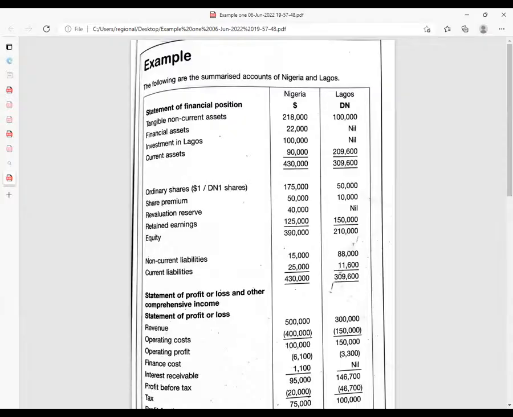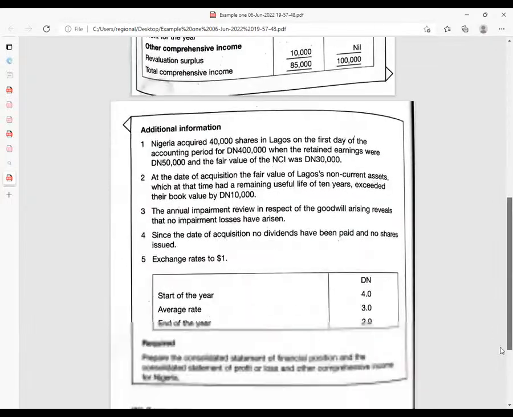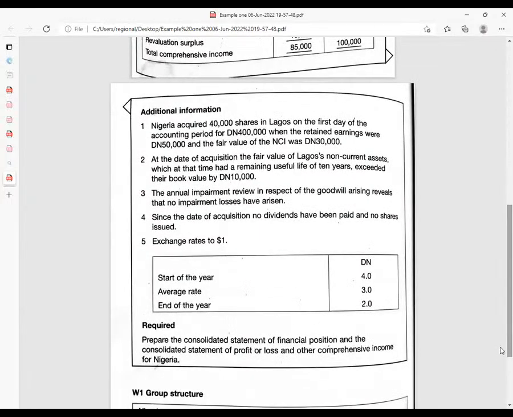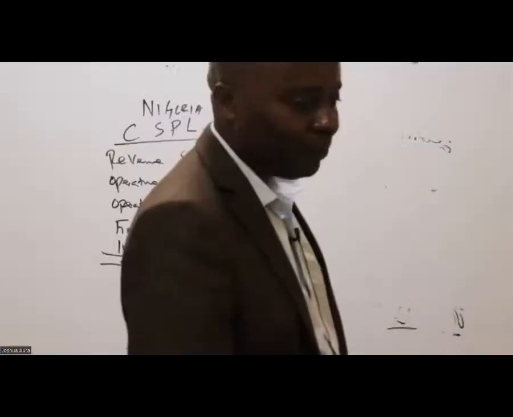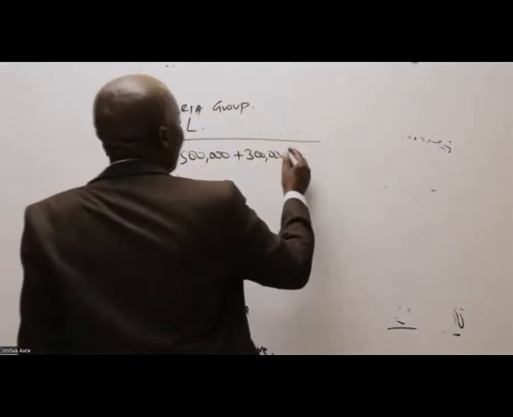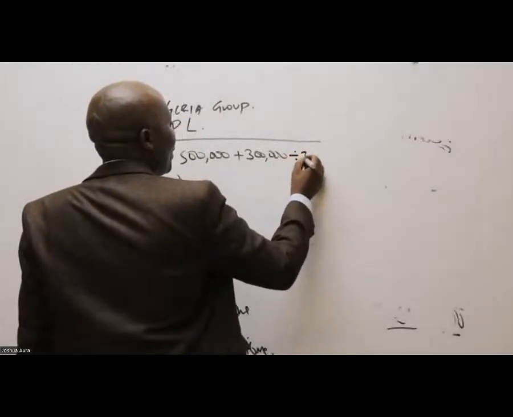When we started, I gave you the procedure. Which rate should I use, ladies and gentlemen? Average rate. Do you remember that? For income statement, it's always average rate, divided by 3. Thank you very much. So divide this by 3.